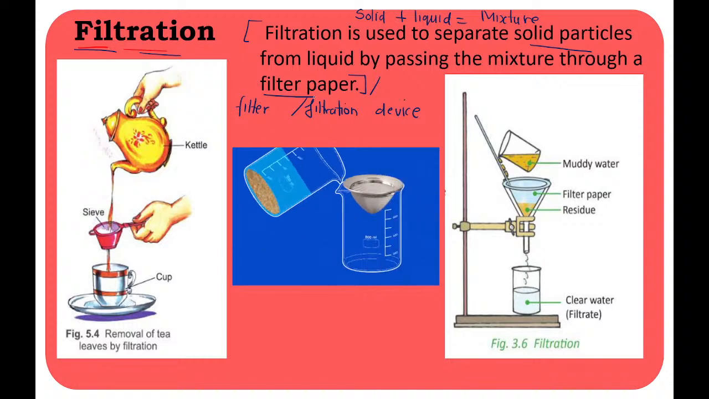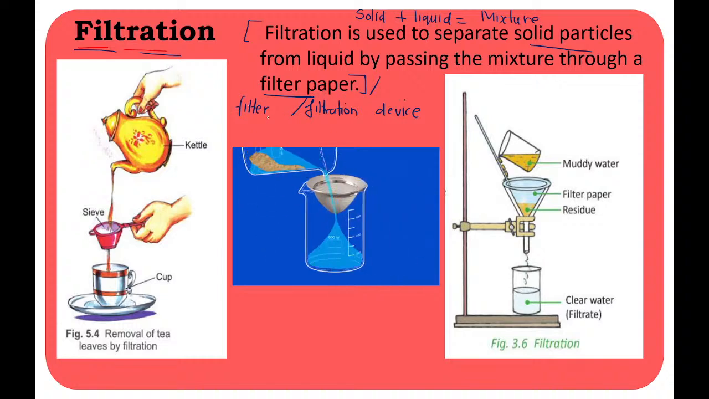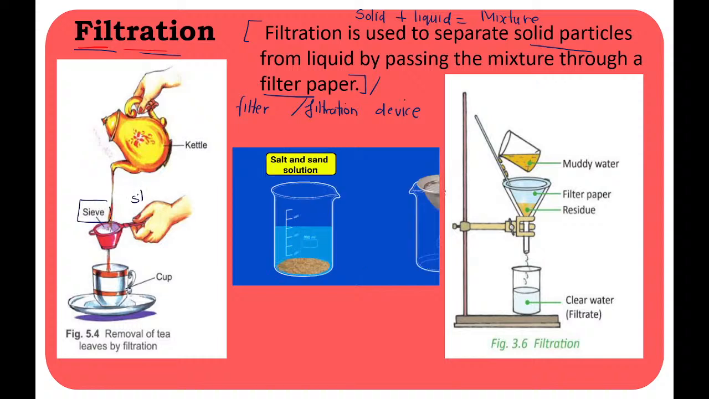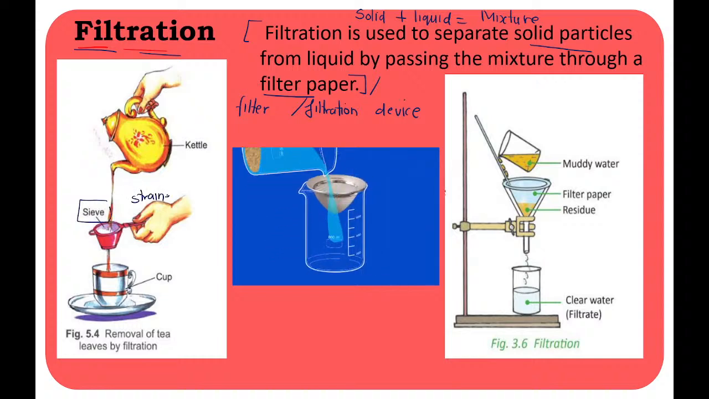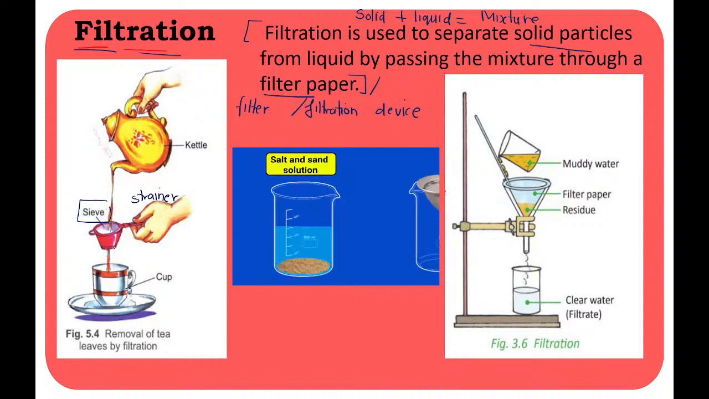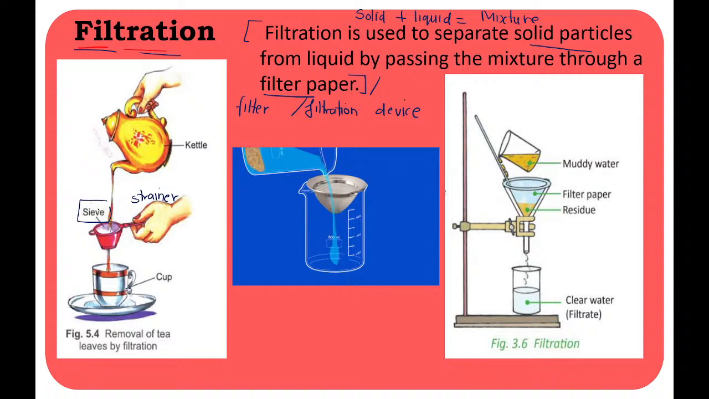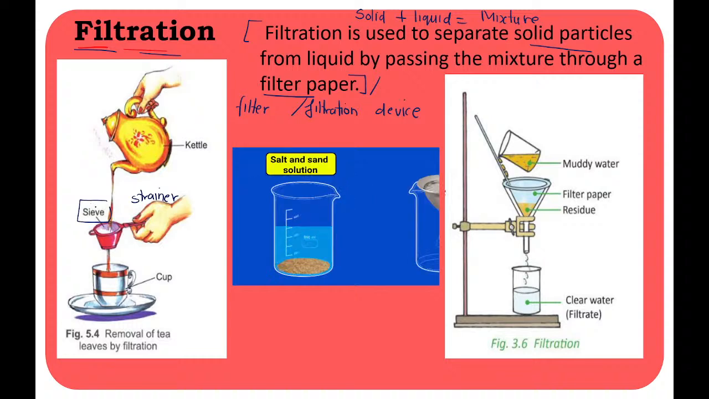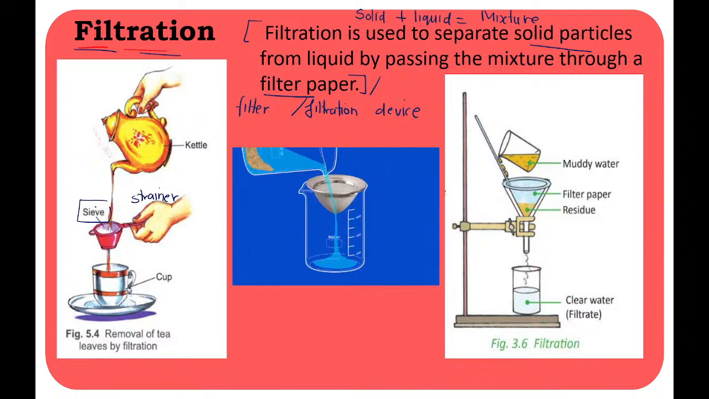and that separating device can be a filter paper, it can be a filter, or any other filtration device. Just like we use a sieve or a strainer to separate tea leaves from tea. You have this at home, isn't it? Do you have a strainer or a tea sieve at home? You can check it today. You can try sieving your tea.